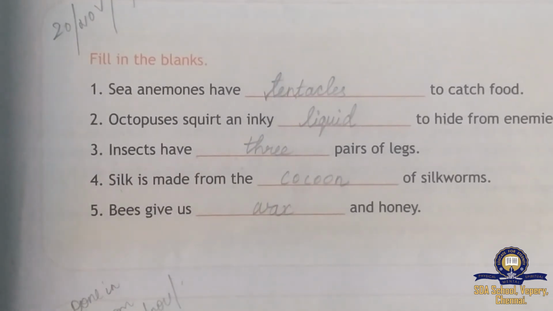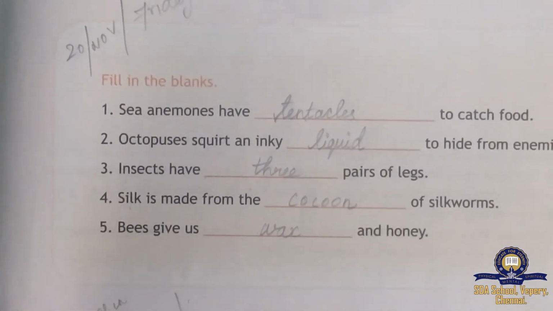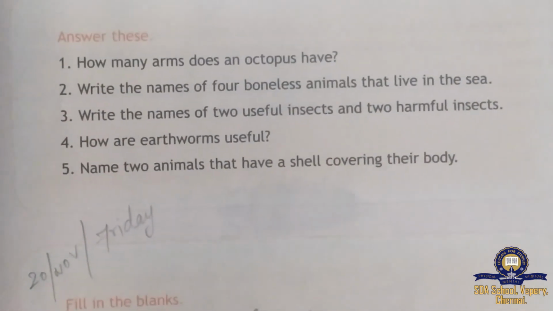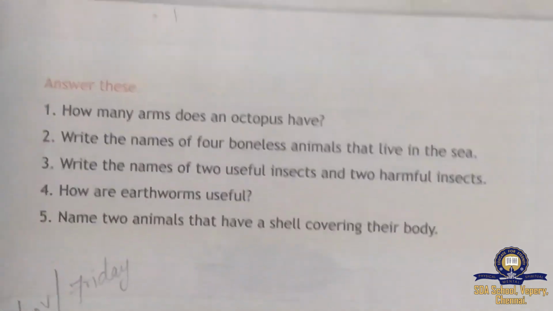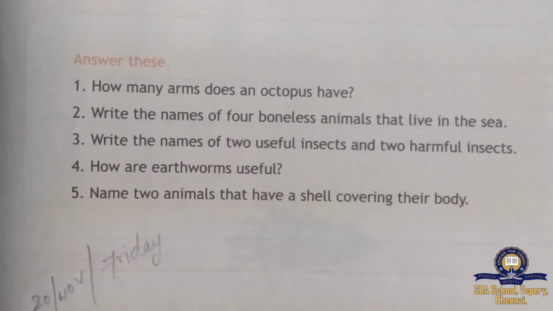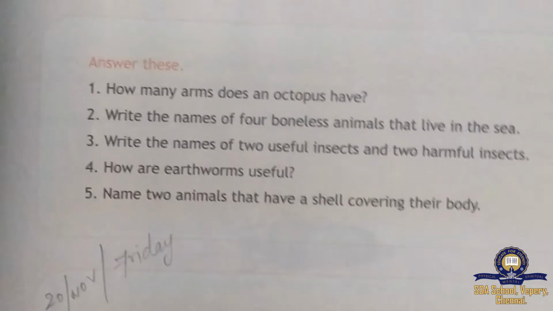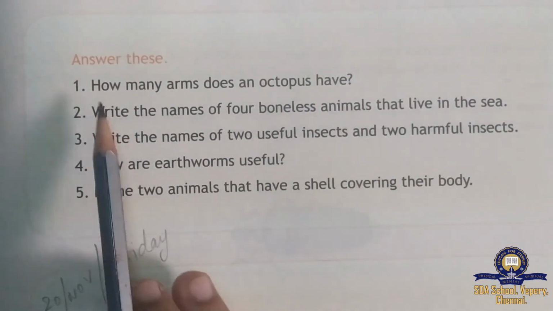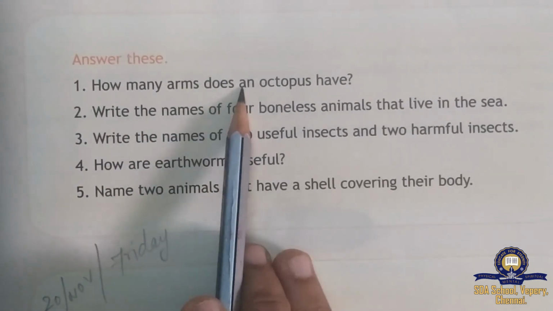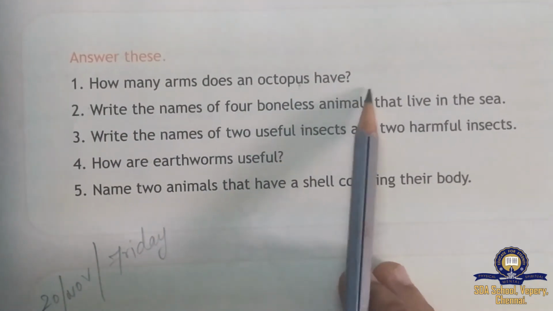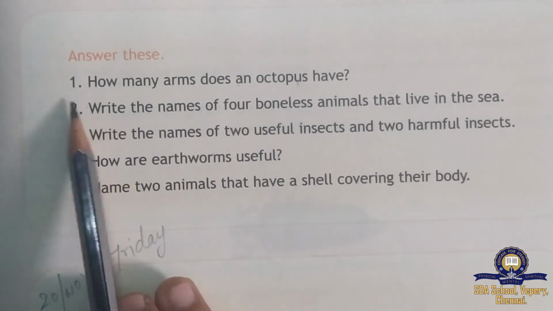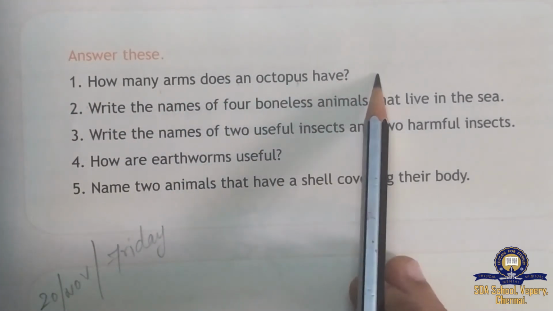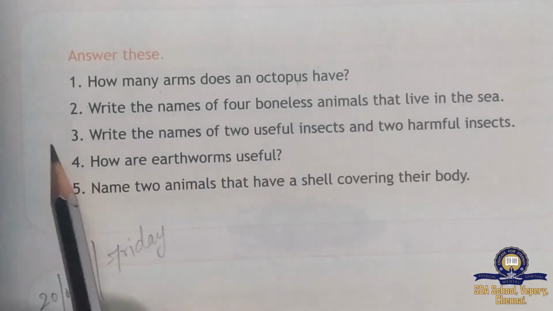Next we move on to the question answers. How many questions are there in this lesson? There are 5 questions. First question. How many arms does an octopus have? The answer is octopuses have 8 arms.